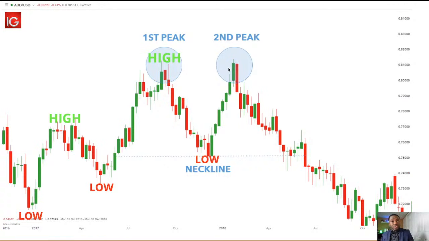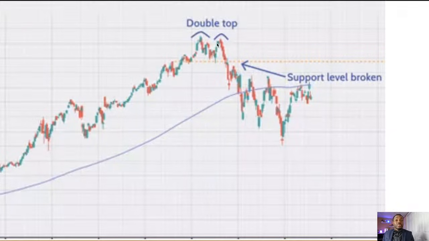But then you start to see that this second peak is about the same as this peak. This could be an indicator that there are a lot of sellers up here who are now adding selling pressure into the market and are about to crash it. So this will be your first indicator that this uptrend is about to change into a downtrend. Your second indicator would be the low from before: it breaks, and then it's lower than that low. So this is called a double top.